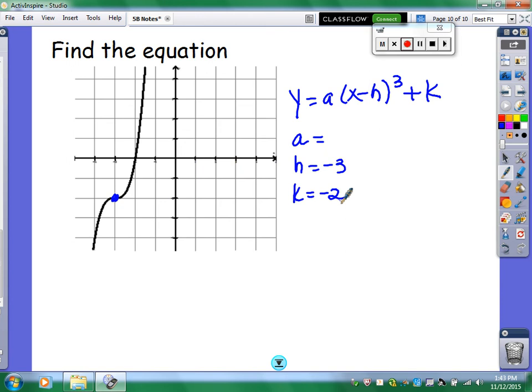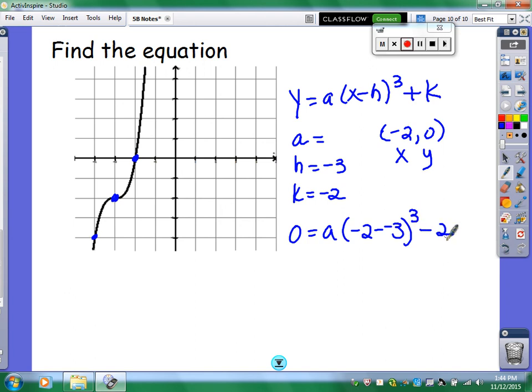I need another point on my graph, so let's use this one. That's the only other whole point. I could use this one too. All right, the coordinates of this one are what? Negative 2, 0. So this is x and y. So we're just going to plug in everything we know and find what we don't know, which in this case is a. So 0 is equal to a times negative 2 minus a negative 3, cubed, minus 2.